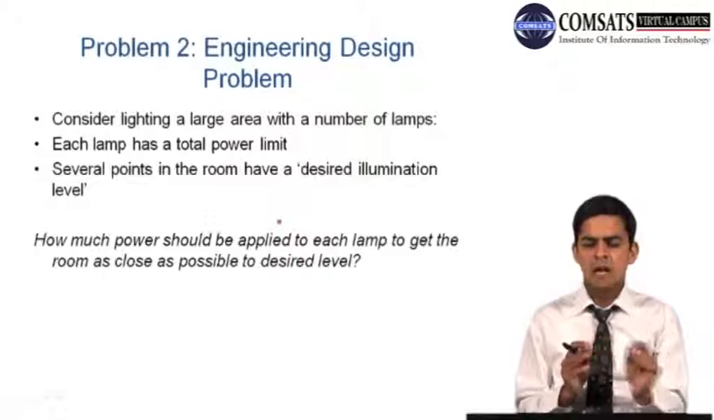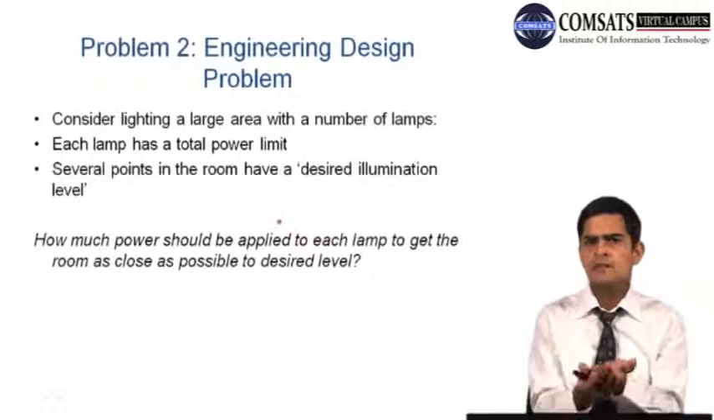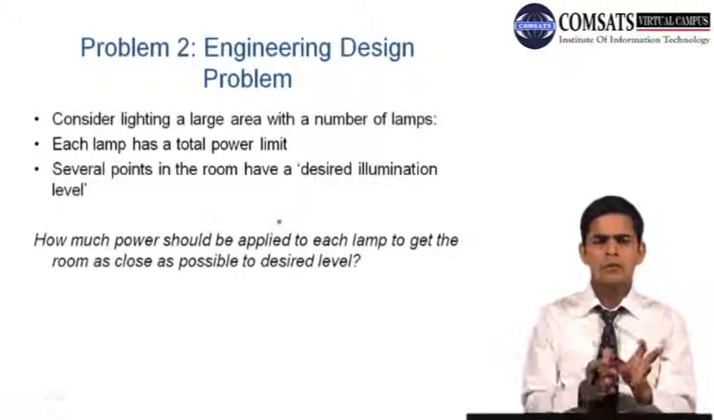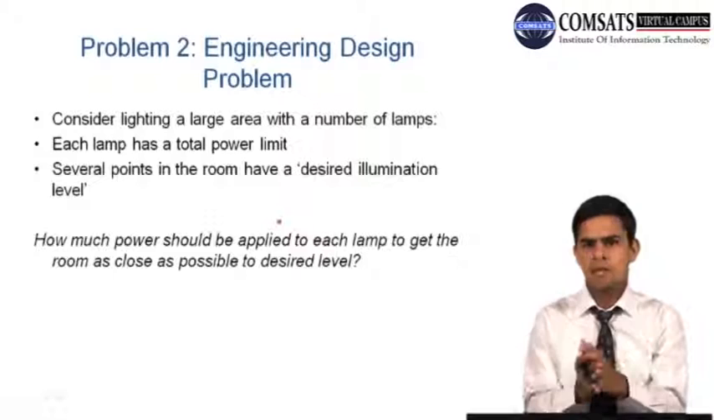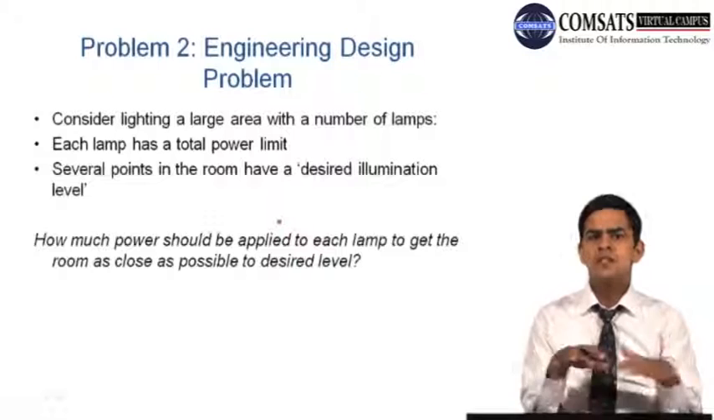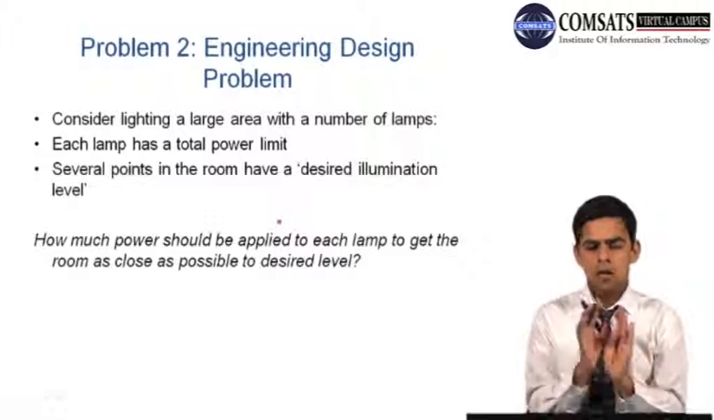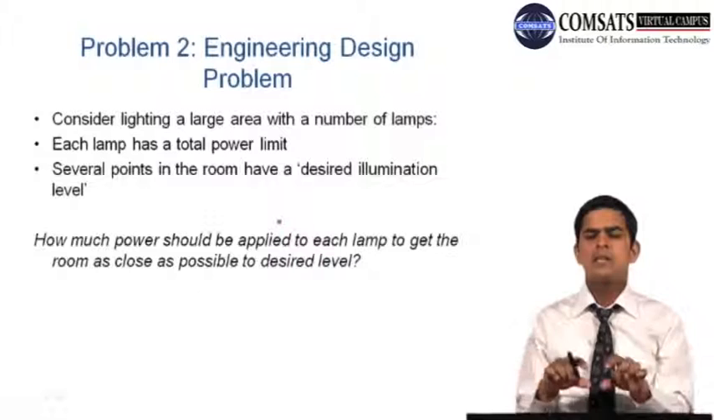Several points in a room have a desired illumination level. For example, there is a part of the room where you usually work. You have a computer desk there, your working desk. So you will need more light there, and if you sleep in a part of the room, you don't really need too much light there. So every part of the room should have a certain desired illumination level. For example, there is a sitting place in your room where you invite your guests. Usually people like the sitting space to have more light, right? So you can already provide that this area should have this much light.